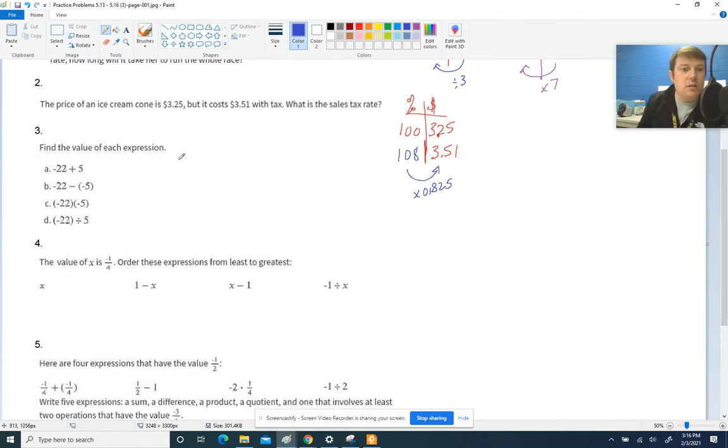So let's look at number 3. Find the value of each expression. All right. So this one right here for part A, the signs are different and you're adding. So you should be subtracting 22 minus 5, and the negatives win. So you'll get a negative answer there.